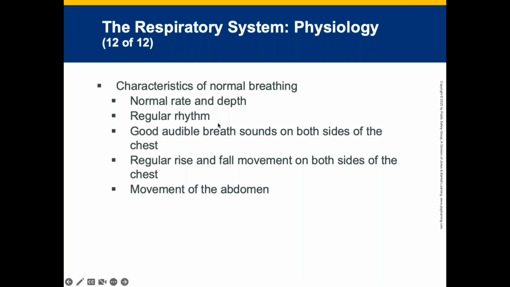So characteristics of normal breathing: normal rate and depth, tidal volume. Remember, adults are 12 to 20 breaths a minute, children are 15 to 30, and infants are 25 to 50. I had that backwards, sorry. Regular rhythm and pattern of inhalation and exhalation. Good audible breath sounds on both sides of the chest. Regular rise and fall movement on both sides of the chest and movement of the abdomen. This is normal breathing. We have to assess all of this to make sure they are breathing adequately.